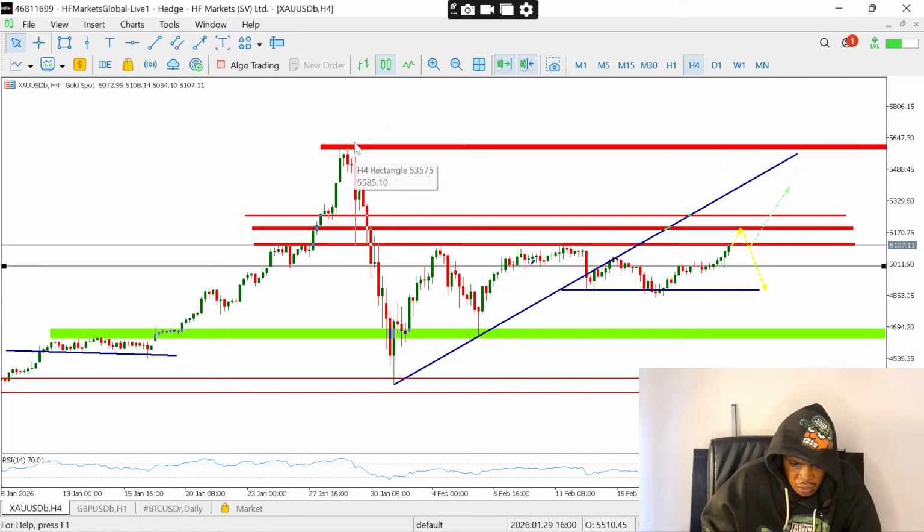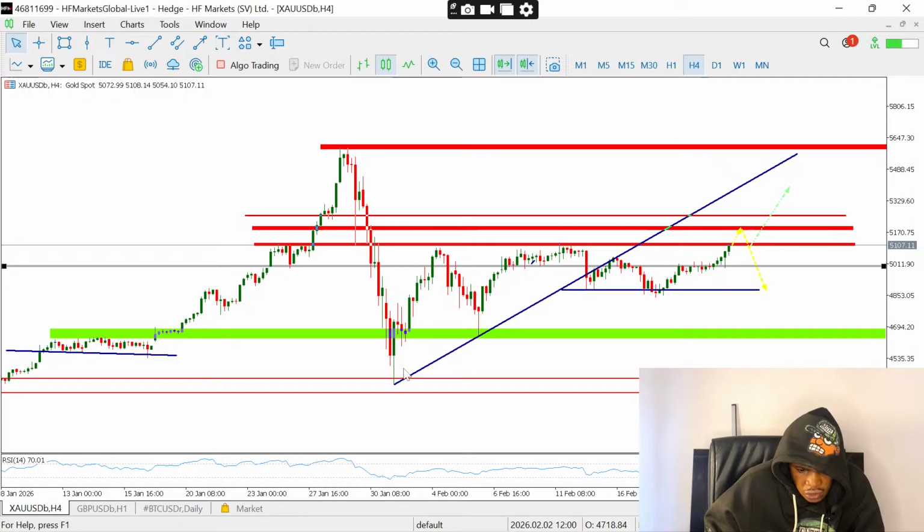So just like I said before, this move to the downside is just a retracement, and as you can see, this is my trend line.